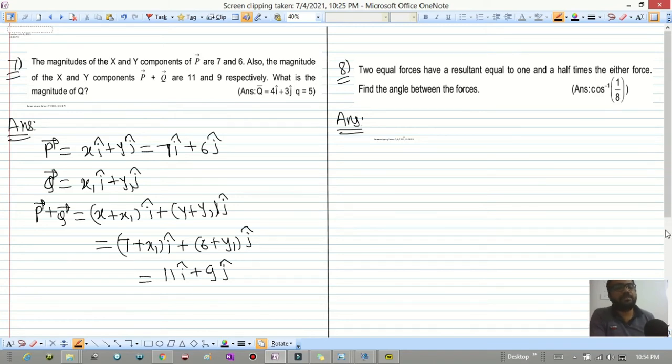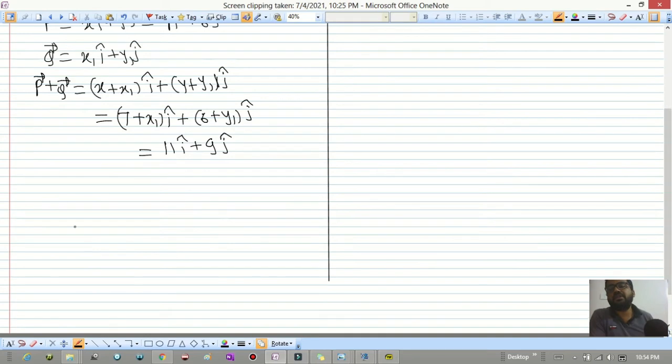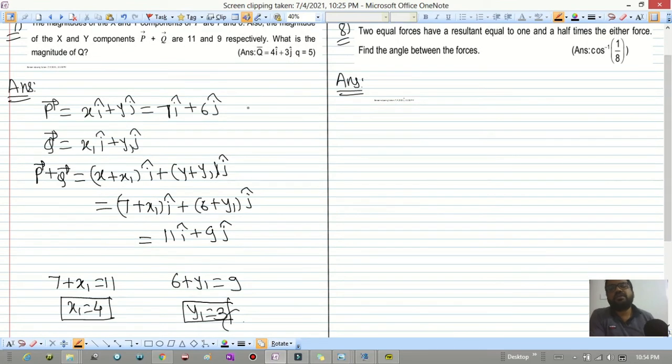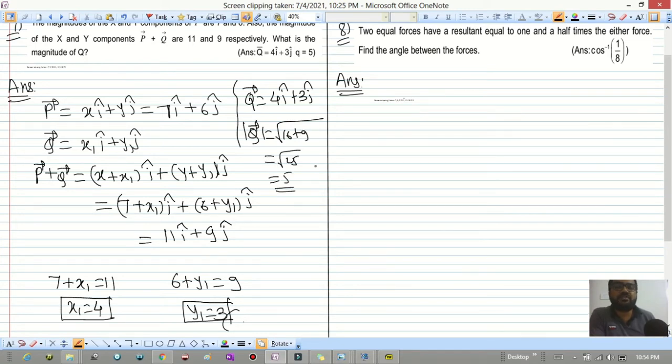So if you just compare, you will get 7 plus x1 is equal to 11. So x1 we have is 4, and 6 plus y1 is equal to 9. So y1 we have is 3. So as you can see over here, 4 i hat plus 3 j hat is q bar. And what is the magnitude of q bar then? Root of 16 plus 9, which is root 25, that is 5.